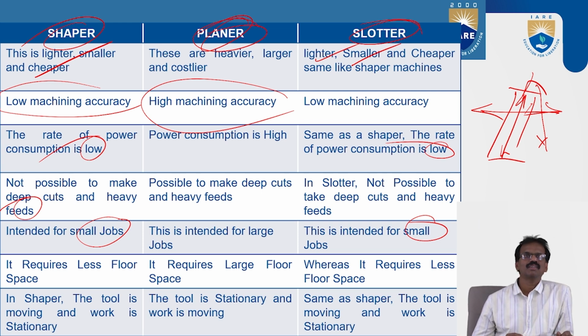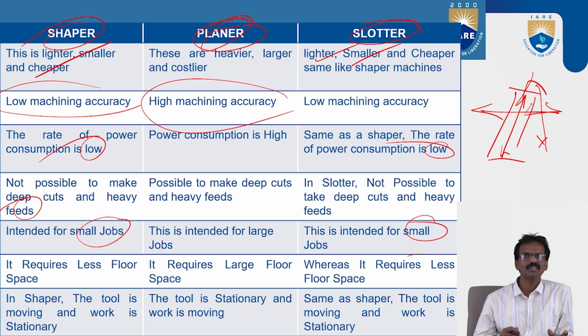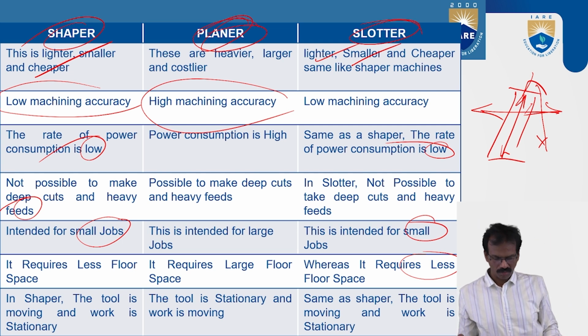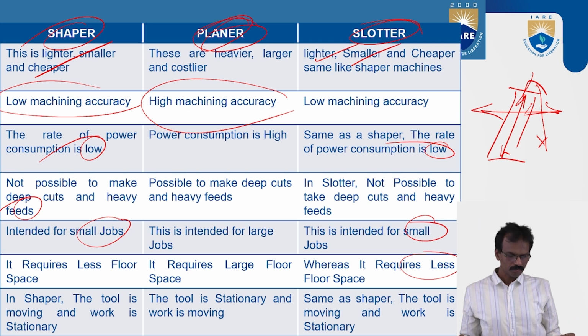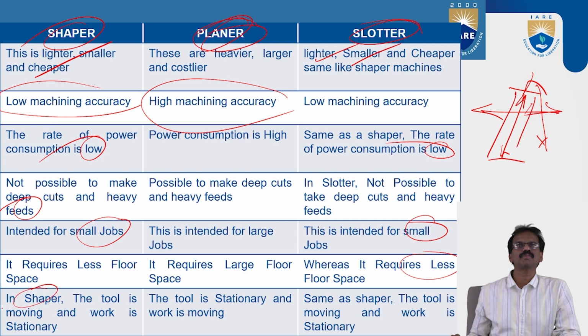Next, the slotting machine or shaping machine requires less floor space. It occupies very little space compared to the planer. The slotting machine also occupies less space. So it means there is very much similarity between the shaping machine and slotting machine. In the shaping machine the ram movement is horizontal, and in the slotting machine the ram movement is vertical. So you can say the slotting machine is nothing but a vertical shaping machine. All functions and all the processes are similar, but there is a huge difference between the shaping machine and planing machine.